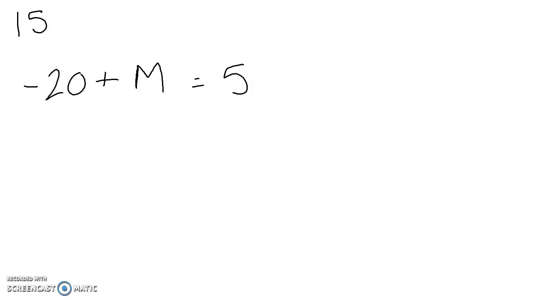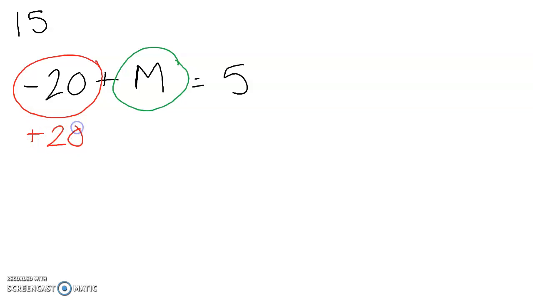But what if we were solving it with a variable? If we had a variable, we could write negative 20 plus the variable of our choice, which I chose m in this case, equals 5. So to get the m all by itself, I have to get rid of this negative 20, or subtracting 20. So I have to do the opposite of negative 20. I have to do it to both sides.